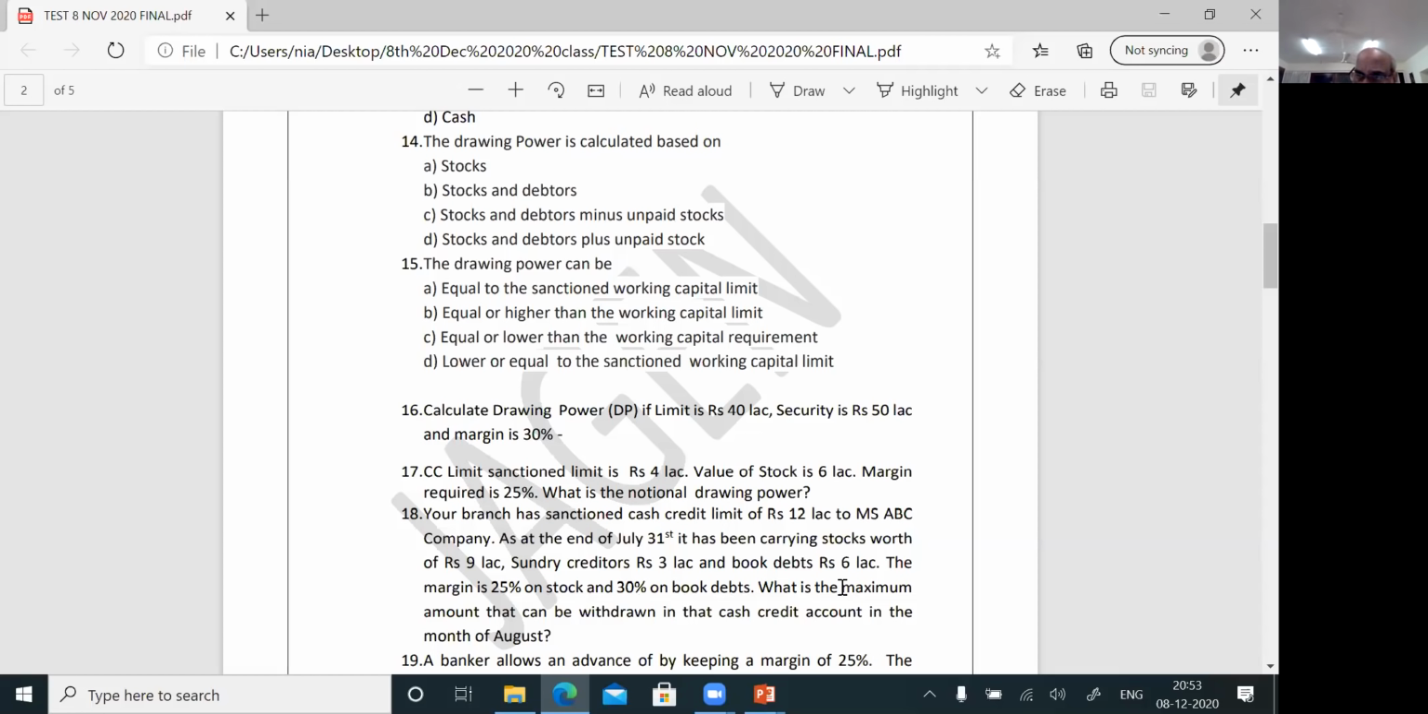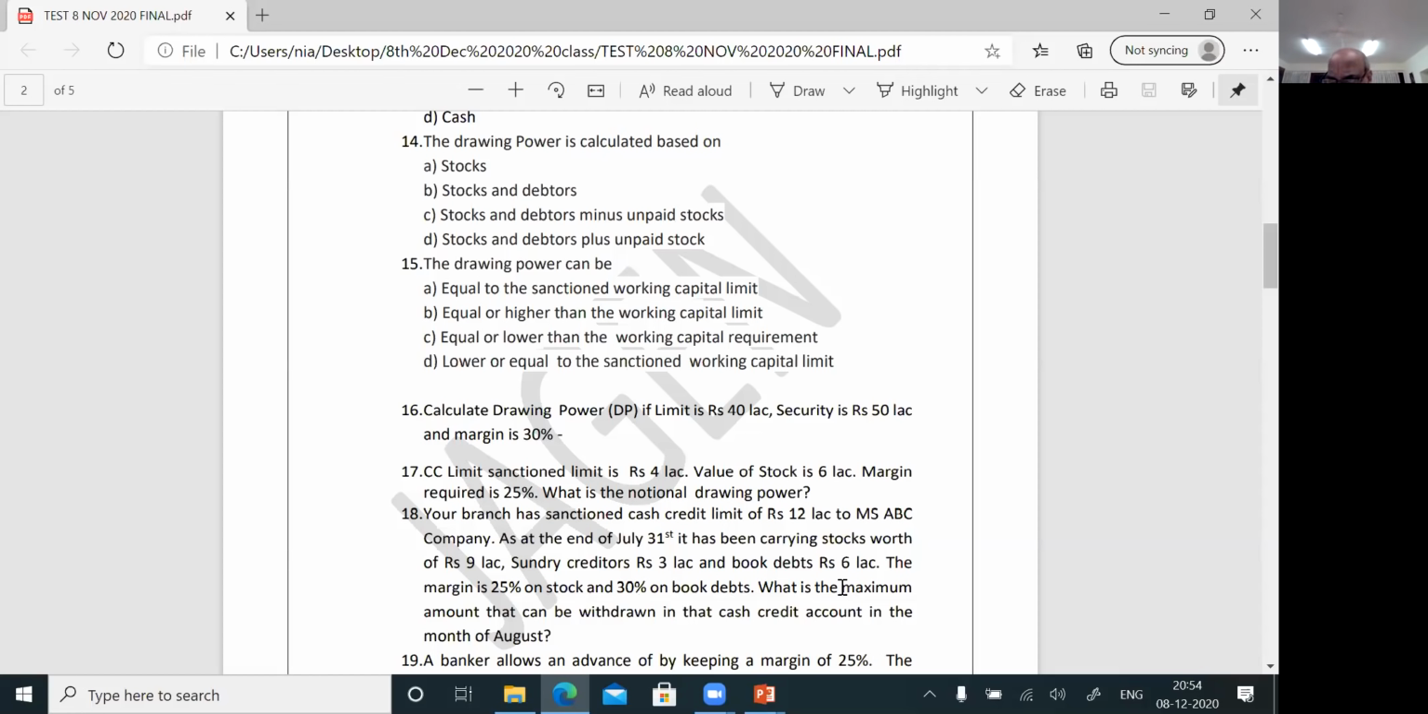Okay, question number 16. Now calculate the drawing power if limit is rupees 40 lakhs, security is 50 lakhs, and margin is 30%. Very simple. So what is the limit sanction? Limit sanction is 40 lakhs. What is the security? Security means your stocks, let's assume. Here nothing is given about sundry debtors, sundry creditors, LC, goods received, etc. They are given very simply. So calculate the drawing power.